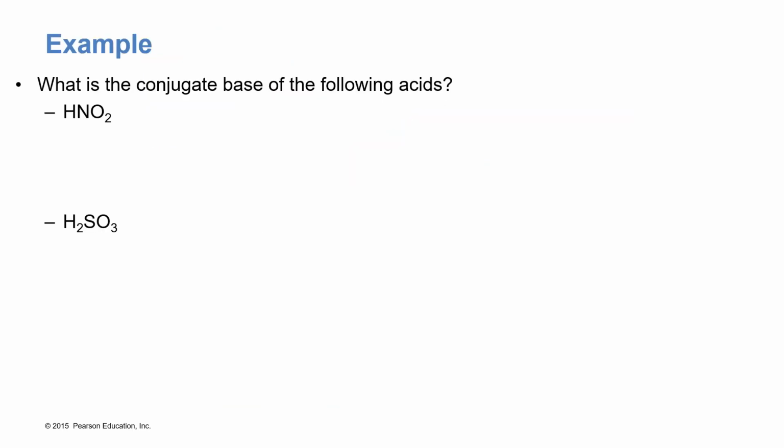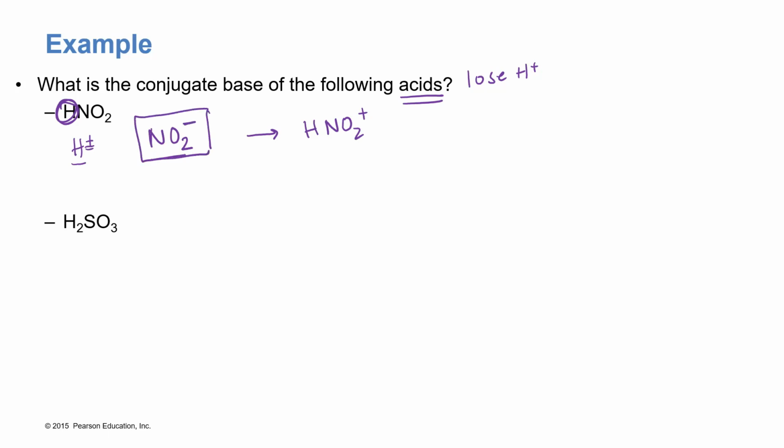So what is the conjugate base of the following acids? So I know acids lose H+. So if this loses this H+, then I would have NO2 left. And if I add these two back together the way that I have it written, then I would end up with HNO2+. So we have to make sure that this plus cancels out. So this is going to have a negative charge. So this would be my conjugate base here.